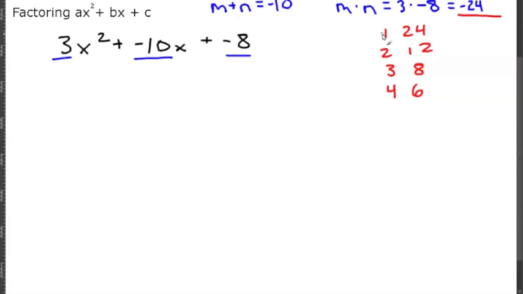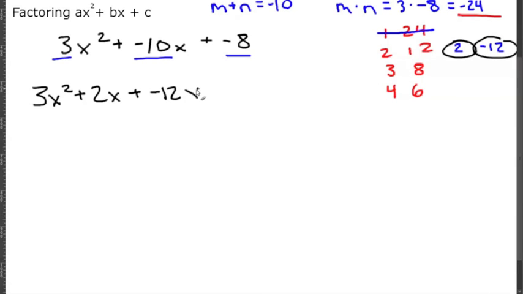So 1 minus 24 or negative 1 plus 24 will not equal negative 10. 12 minus 2 equals a positive 10. 2 minus 12 equals a negative 10. So our m and our n are 2 and negative 12. Rewriting this, we're going to have 3x squared plus our m, which is 2, so 2x, and our n, which is negative 12, so negative 12x, plus a negative 8.